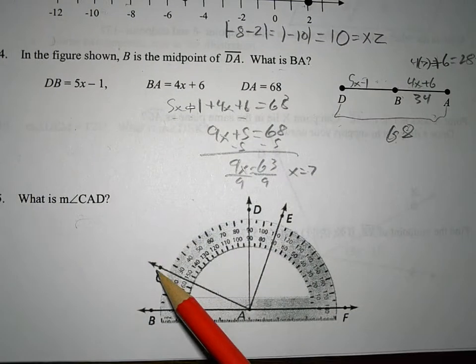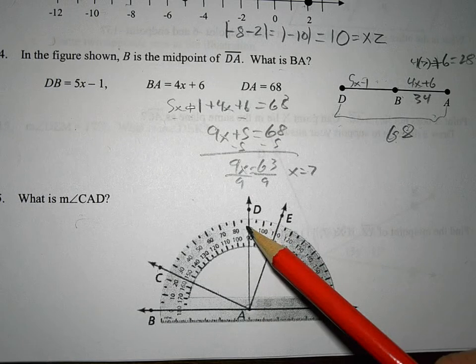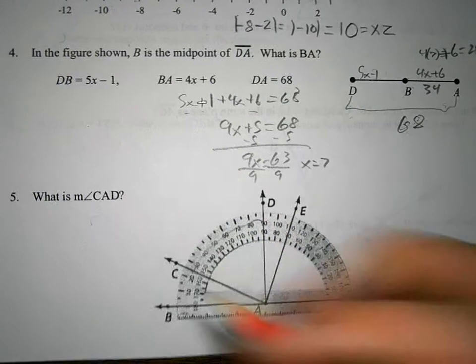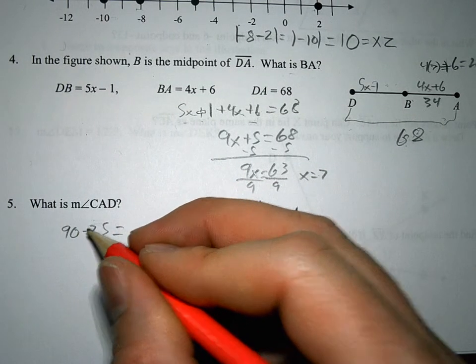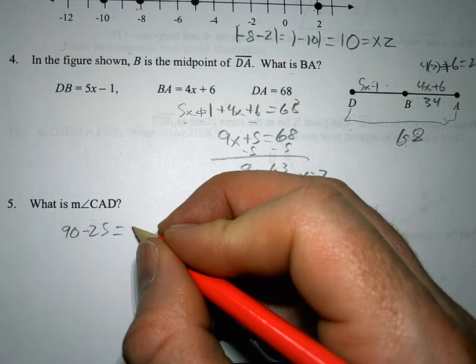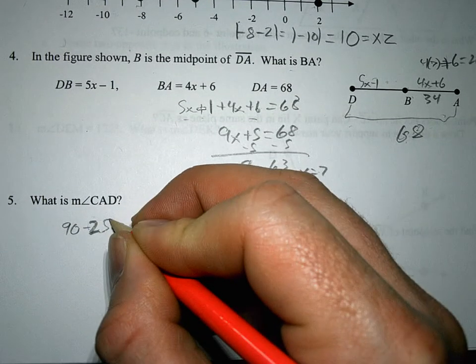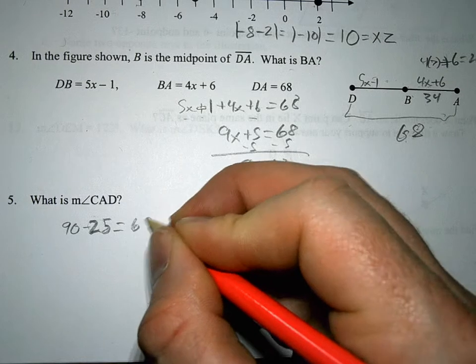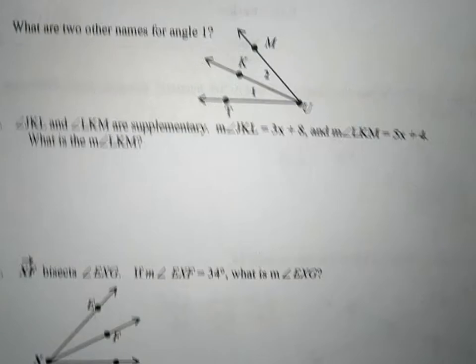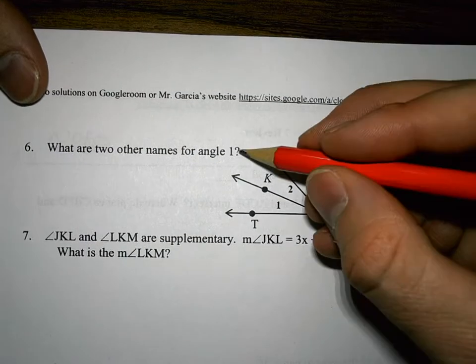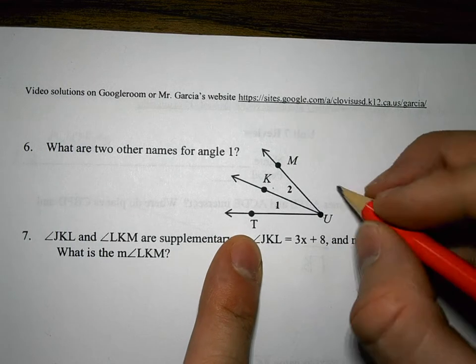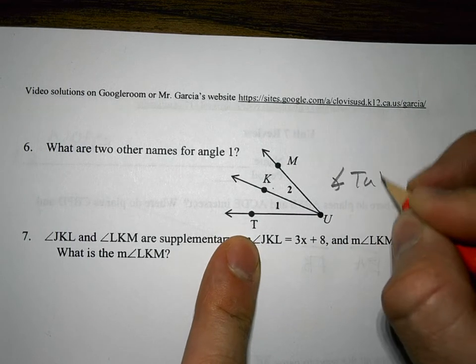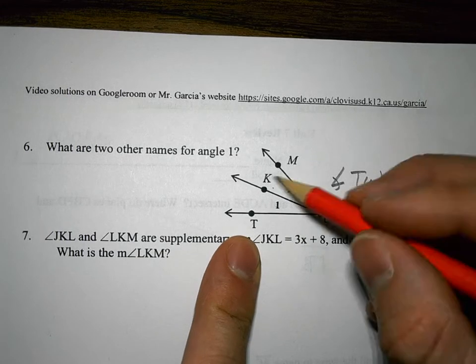Measure of CAD. So that's 90 minus 25. It's 90 minus 25. 65. Back side. What are the other two names for angle 1? Angle 1 could be named angle TUK. Or it could be named angle KUT.